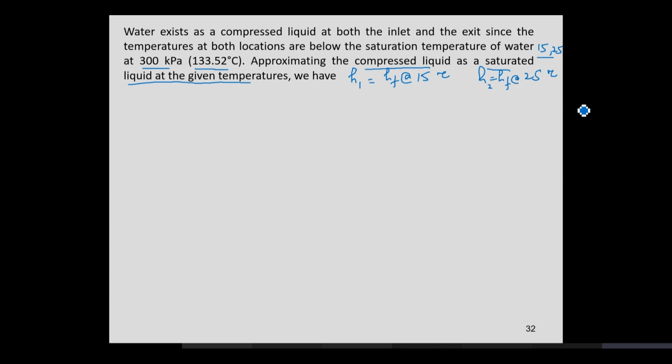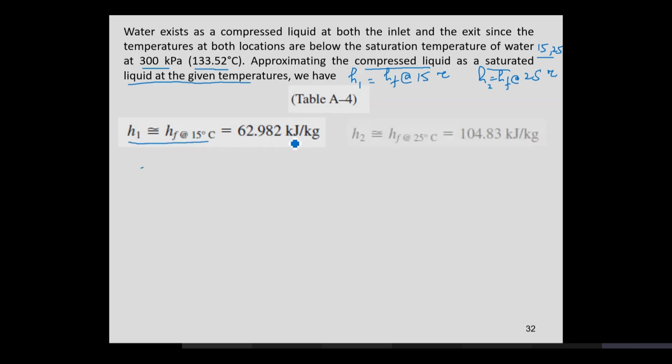Once you go to table A-4, which is against the temperatures, you will find h1 to be hf at 15 degrees centigrade and h2 to be hf at 25 degrees centigrade, both the same.